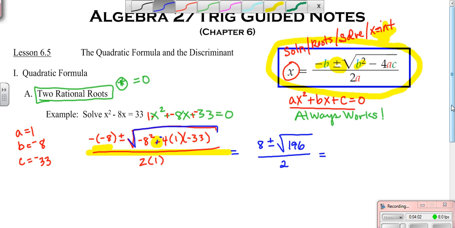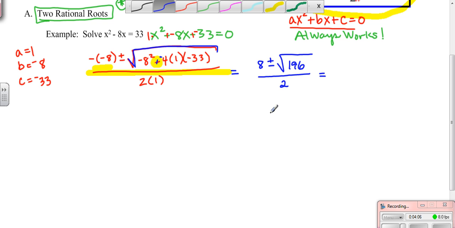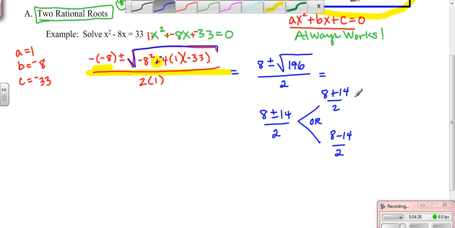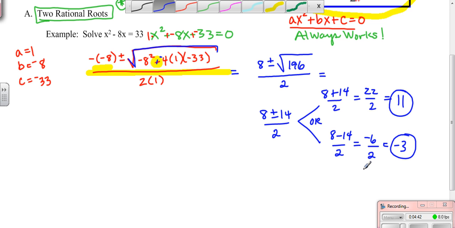And what happens at this point is 196 is a perfect square. So I have 8 plus or minus 14 all over 2. And what I like to do at that point is split my problem. I have 8 plus 14 all over 2, or I have 8 minus 14 all over 2. So this is 22 over 2, which is 11. There's my first solution. Here I have negative 6 over 2, which is negative 3. There's my second solution. When you get nice whole numbers like this, it means it would have factored. But this is your example of two rational real roots.